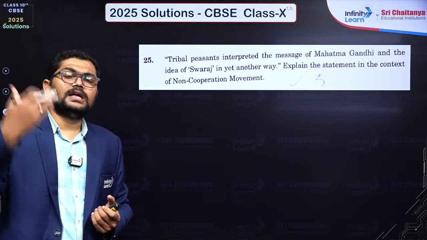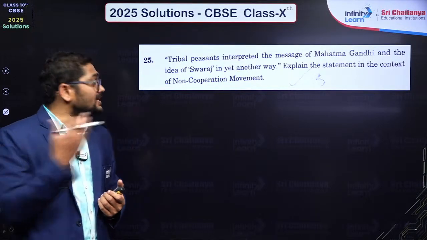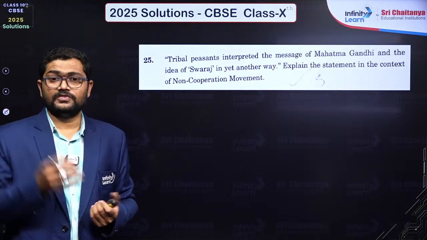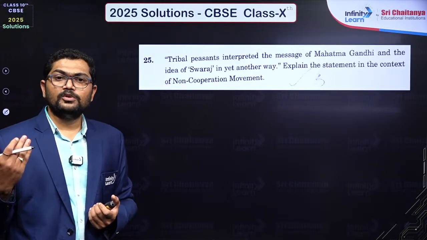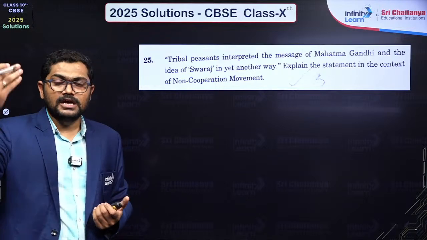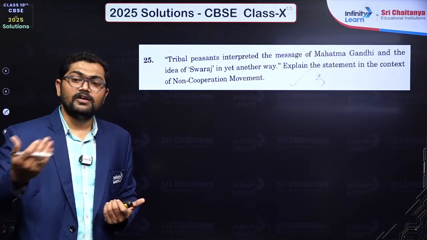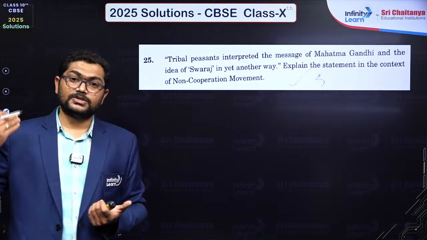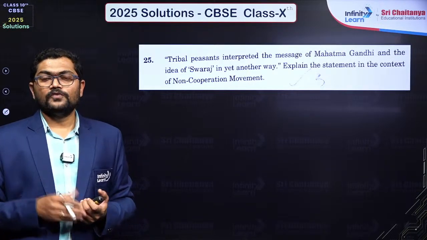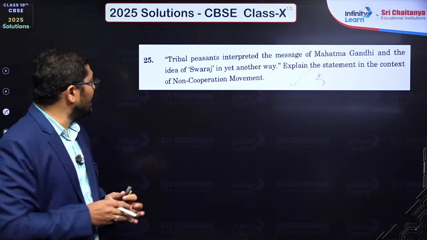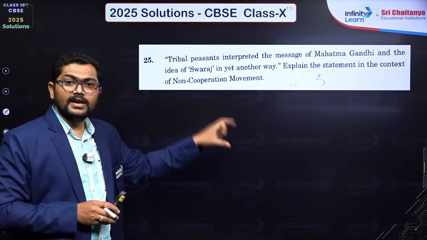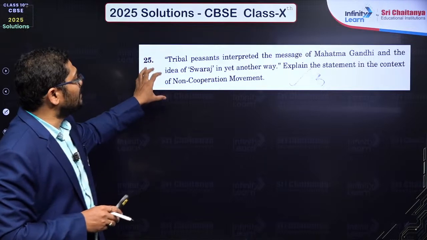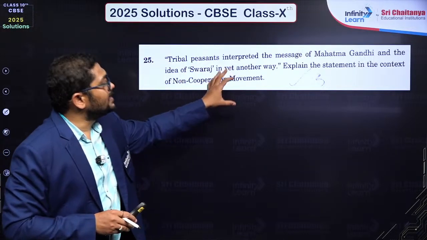For example, if you see the non-cooperation movement, it is actually given how the non-cooperation movement happened in various regions in the textbook. We have how it happened in the towns, in the cities, in the villages, then with respect to the tribals, and then with respect to the plantation workers. So for each and every kind of region, we have the spread of the non-cooperation movement and how it actually happened.